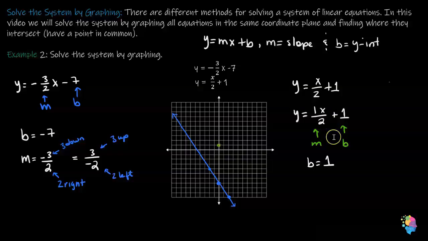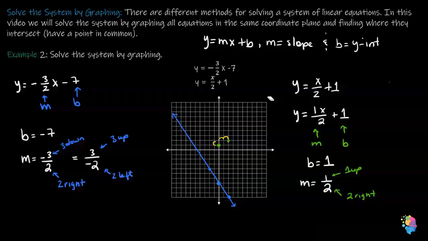On the y-axis, we plot our y-intercept, which is positive 1. Then we're going to use the slope to find our next point. In this case, the slope is 1/2. That means that the rise is 1. We're going to move 1 up. And the run is 2. We're going to move 2 to the right. So let's do that. From our y-intercept, we move 1 up and then 2 to the side. And that's where we plot our next point.